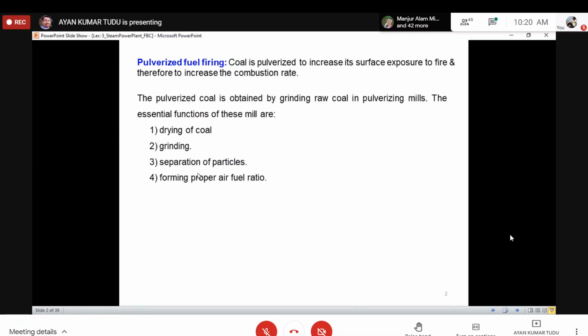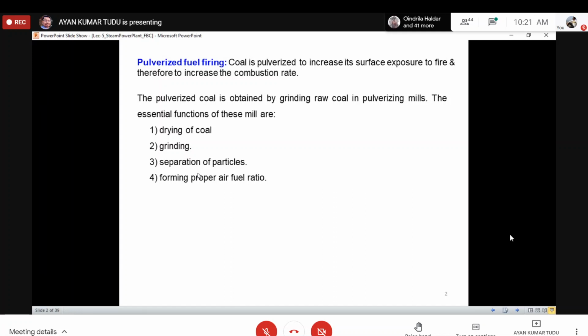Okay, so that is so. We'll be seeing later, I think I have a picture of how this pulverizing air fan is using the air to feed the coal into the furnace. We'll be seeing that one later.